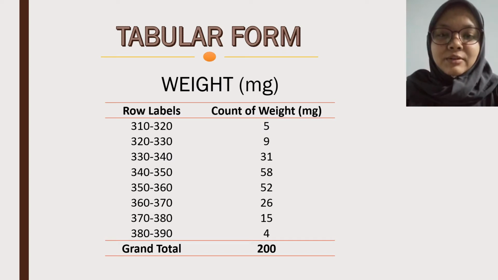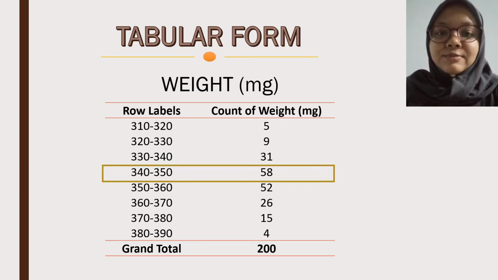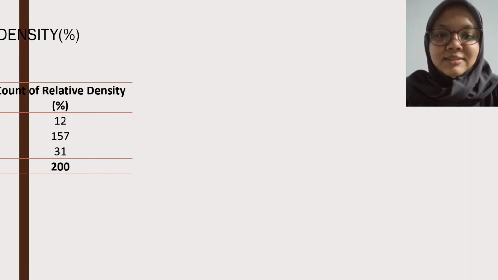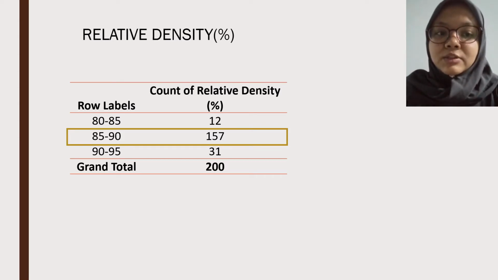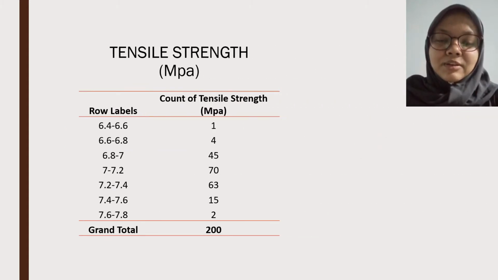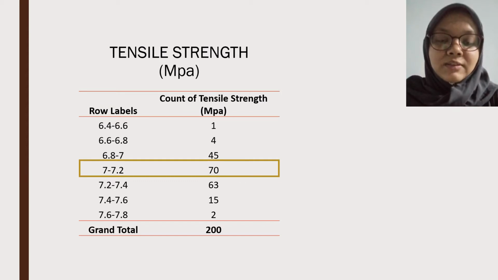For the first table, we could see that the weight of 340 to 350 mg has the highest count. Next, we will move to the relative density, which shows the count for 85 to 90% is the highest count. The last table is for the tensile strength, which shows the 7 to 7.2 megapascal shows the highest count.